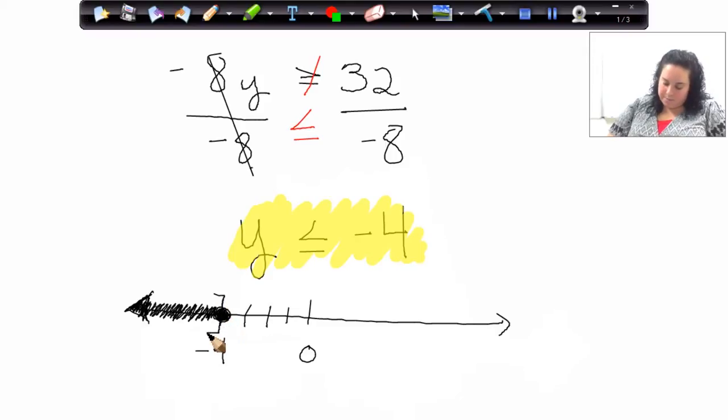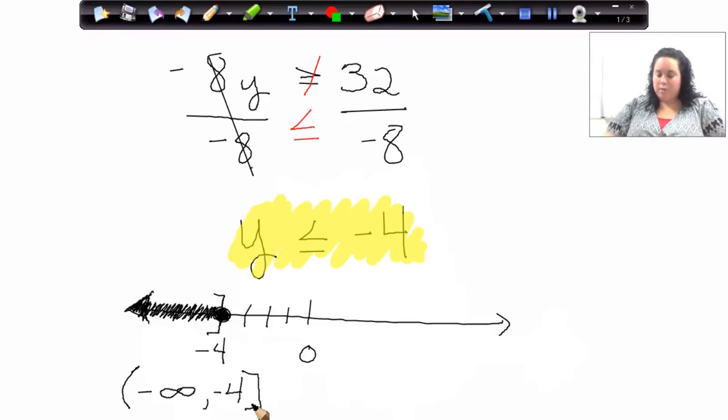All right, if you wanted to, instead of putting a dot, if you want to put a bracket, that's fine too. How do we write this in interval notation? In interval notation, we would have a parentheses and say -infinity all the way up to -4, with a bracket, meaning including -4. Okay, great. If this was not underlined, you would have a parentheses or an open circle. Let's look at the next one.